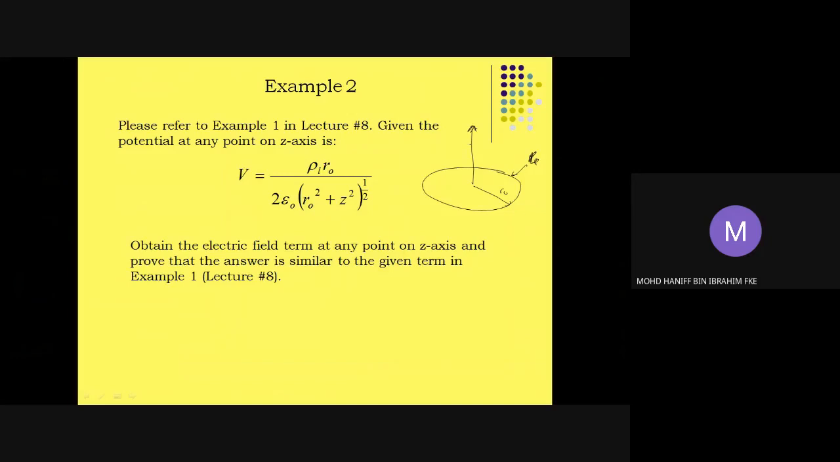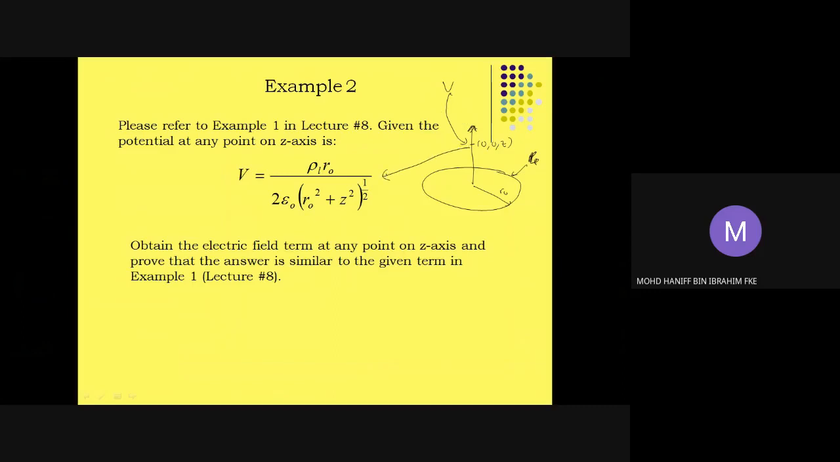At this particular point, which has a coordinate of 0, 0, z. From the previous example 1, what we did was calculate the potential here, the V at 0, 0, z. You can have a look at lecture 8, the videos on how we calculate the potential V, in which the potential V at this position is given by this.